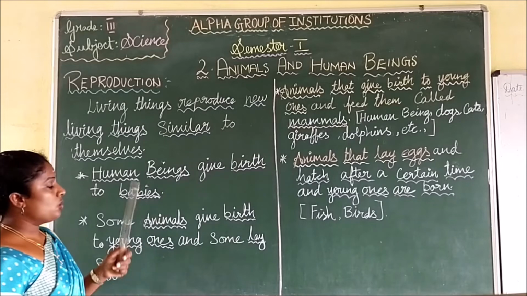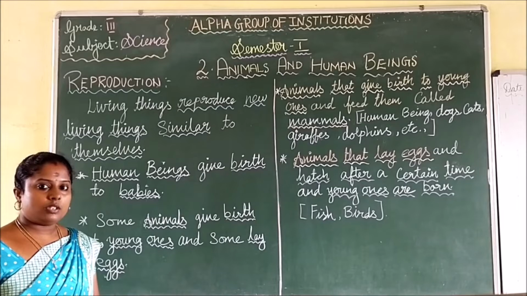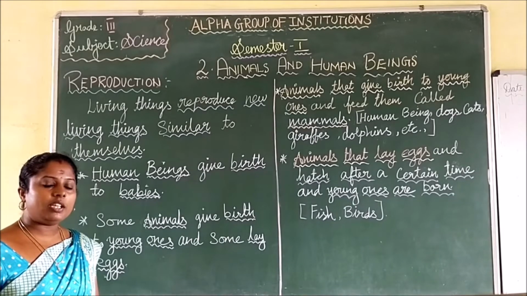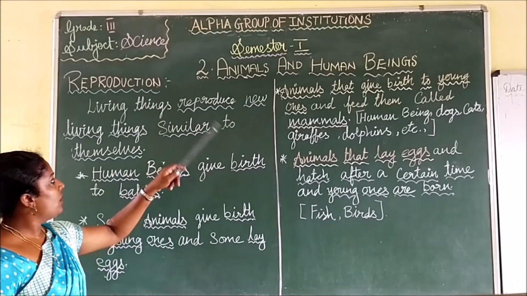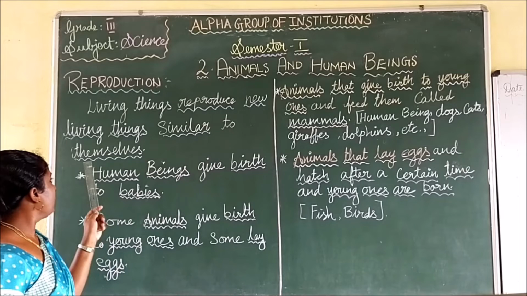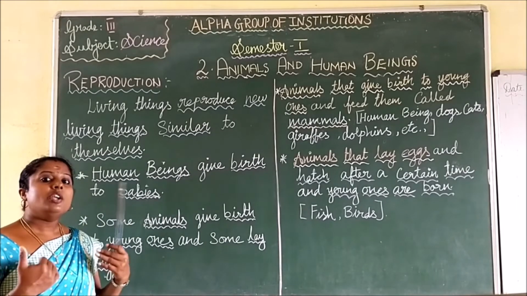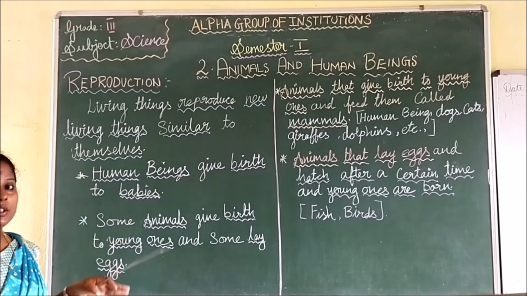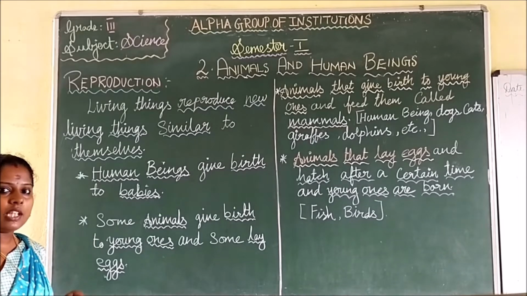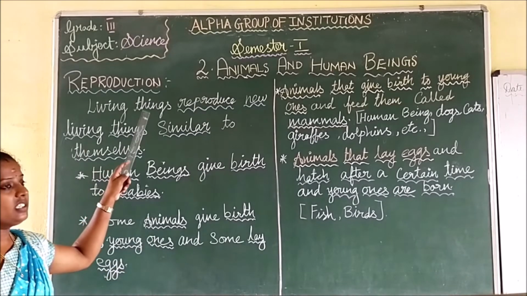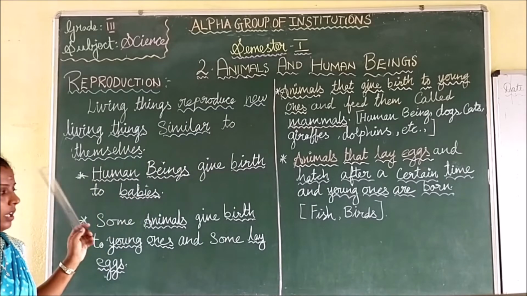So all living things are able to reproduce. All living things in the world can reproduce. Living things reproduce new living things similar to themselves, like the same.